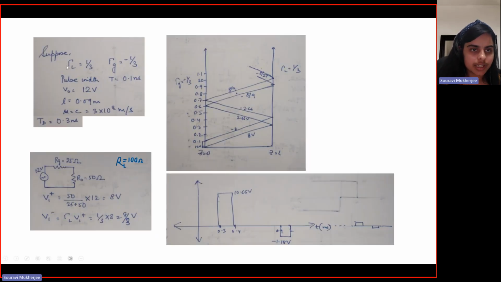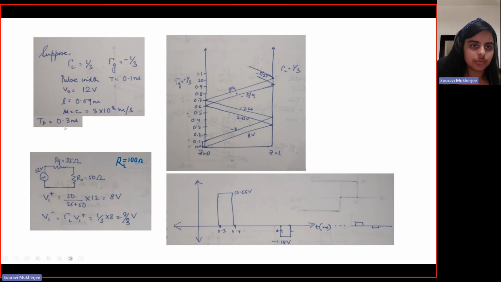So suppose we know that the reflection coefficient at the load end is 1/3. The reflection coefficient at the source end, the generator end, is given as minus 1/3. You have a pulse of width 0.1 nanosecond. The voltage is given as 12 volt. The length of your transmission line is given as 0.09 meter. This is the speed of light, basically the speed of your wave. Okay. And you say that the delay is given as 0.3 nanosecond.